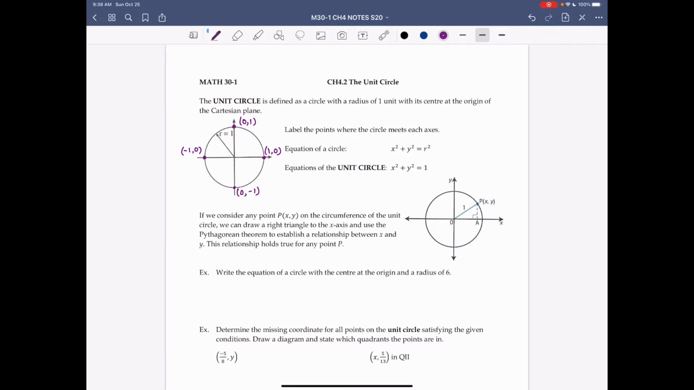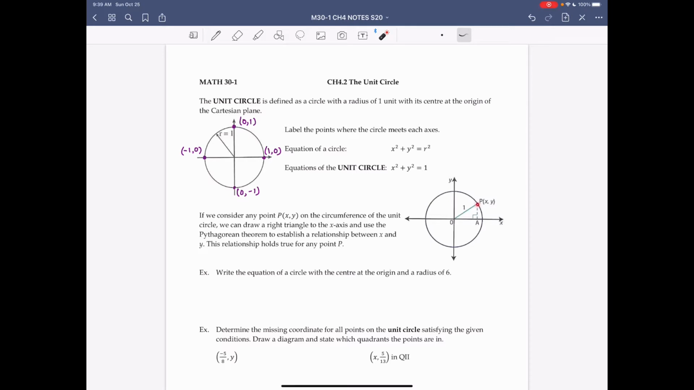The equation of any circle is x squared plus y squared equals r squared, the radius squared. And the equation of the unit circle is x squared plus y squared equals 1. If we consider any point x, y on the circumference of the unit circle, so in this picture we have a point P, x, y right there, we can draw a right triangle to the x-axis and use the Pythagorean theorem to establish a relationship between x and y. This relationship holds true for any point P.